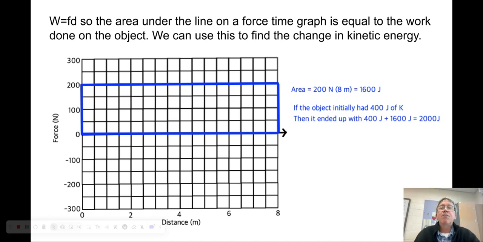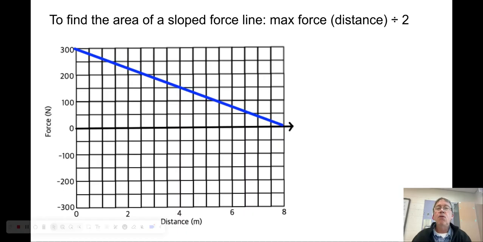So let's just say the object in question initially had 400 joules of kinetic energy to start with. Well, now I've just done 1,600 joules of positive work on it, so I add 1,600 to 400, I get 2,000 joules. And we're going to learn in the next class how to turn that into its velocity value, not hard.